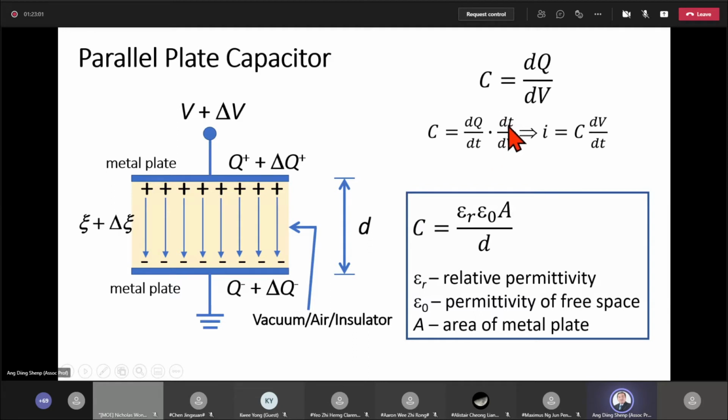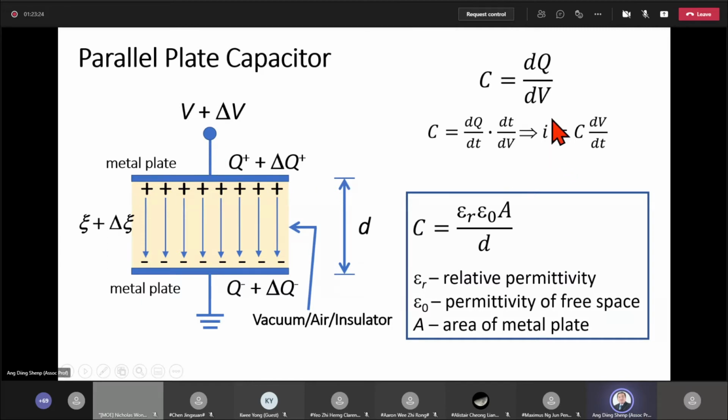And if we bring dt over dV to the right, we can write this expression as I, which is a current, dq over dt, as C times dV over dt. Okay, dV over dt represents the rate of change of voltage across the capacitor, right? When multiplied by the capacitance, it will give you the current that flows in the capacitor.